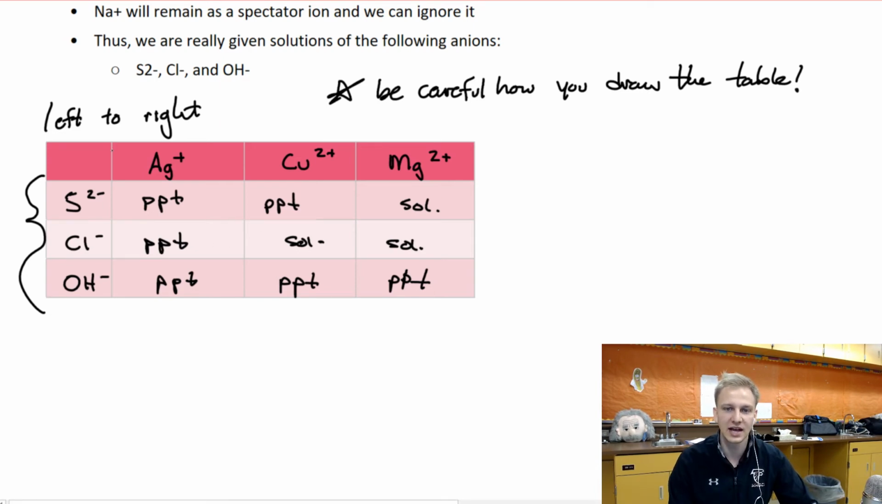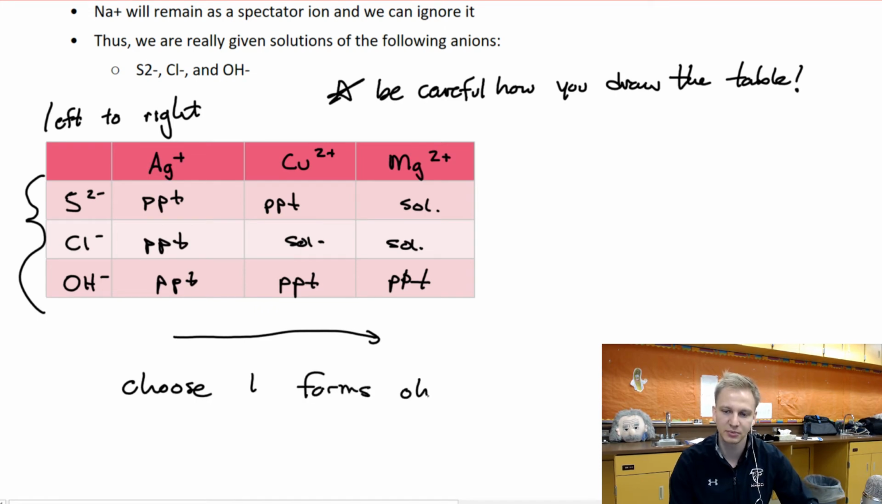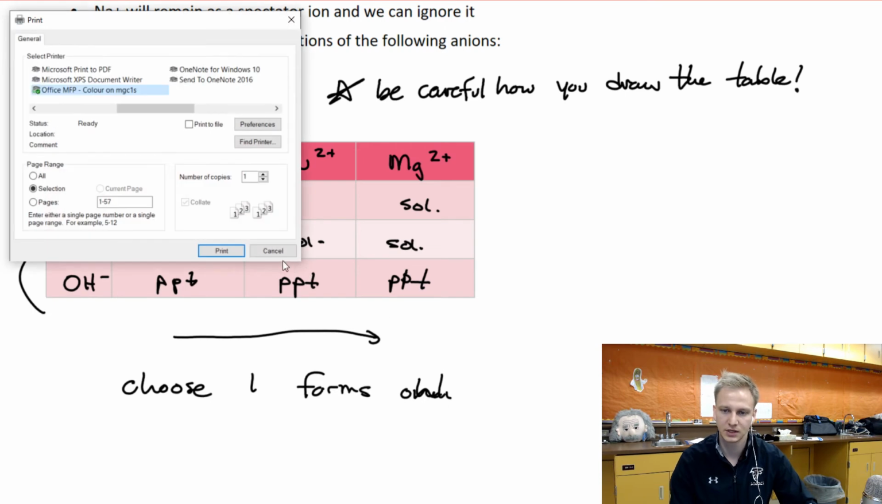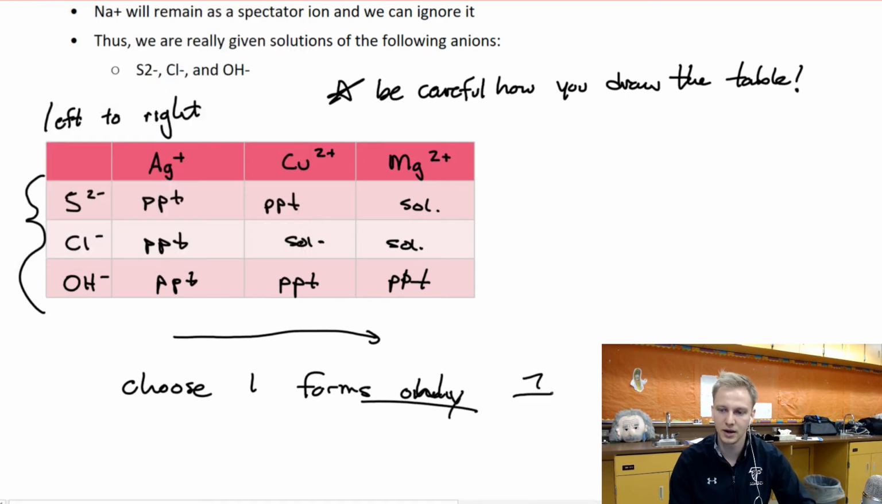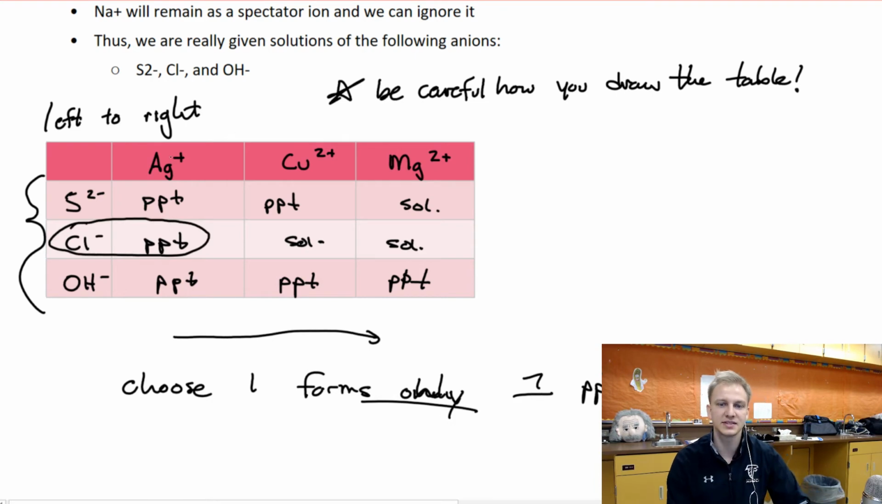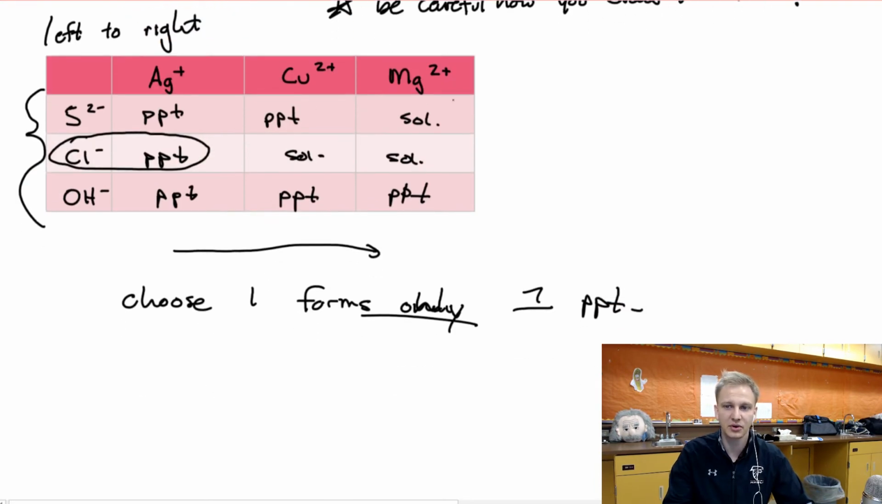So what we're looking for is, I said we want to read this chart left to right. We want to read it this direction. And what we want to do is choose one of them that forms only one precipitate. And so what we can see right now is that this chlorine will actually precipitate out this silver, but it will leave the copper and the magnesium in the solution. So the first thing that we want to add is the NaCl. Remember that Na was just the spectator ion, and so it doesn't play a role in this at all.